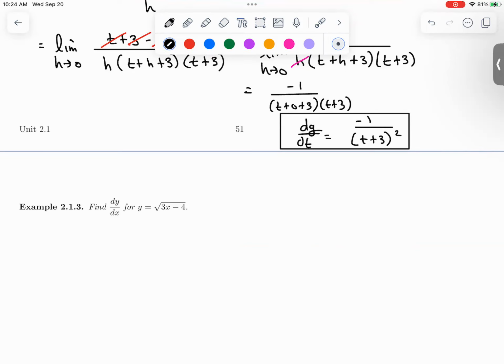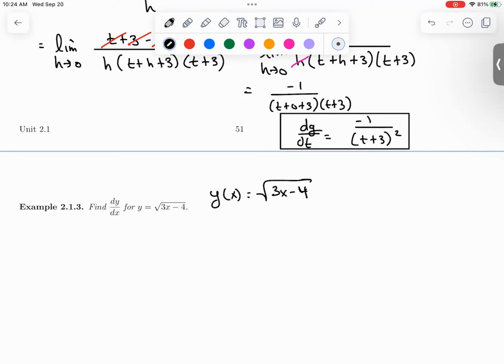I wanted to bring this one up, and there's a reason why I wrote it as y equals the square root of 3x minus 4. Because when we see functions in this way, we forget that y is representing a function. So you can write this as y of x is equal to the square root of 3x minus 4. We forget this fact, that we can just write it that way. It's y of x, but we tend to write it just as y. So dy dx, find the derivative.